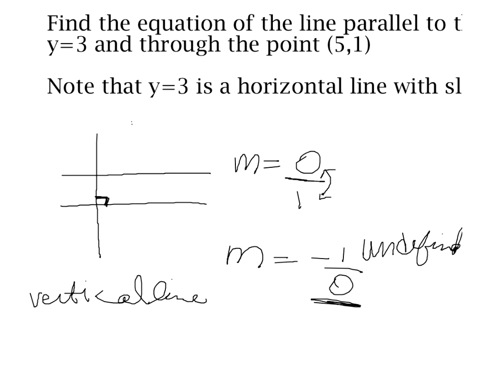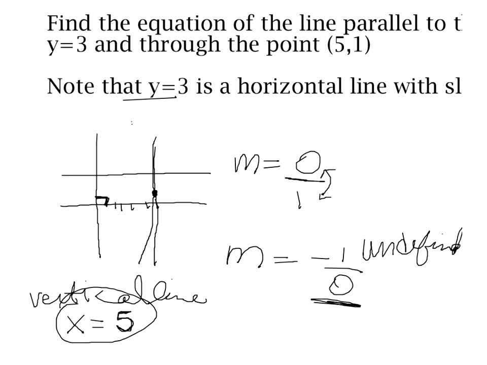So I want to go through the point 5, 1. So there's 1, 2, 3, 4, 5, 1. And so it would just be a vertical line. That's a terrible vertical line. But vertical lines have the equation x equals, and then the x coordinate that it goes through. So that would be x equals 5. So there's my vertical line. Y equals 3, perpendicular line through the point 5, 1 is x equals 5. And that's perpendicular and parallel lines.